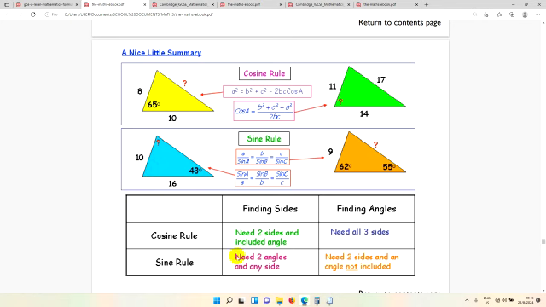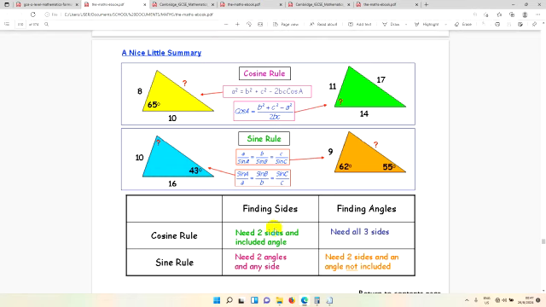If you want to find a missing side using sine, you must have two angles and any side. But if you want to find a missing angle, then you need two sides and an angle which is not included.